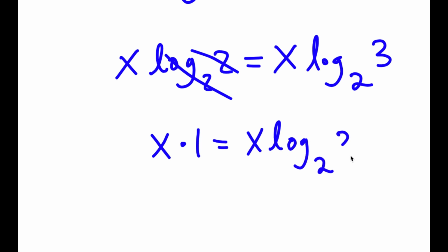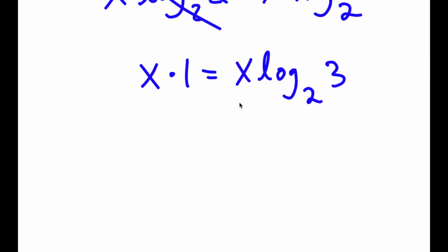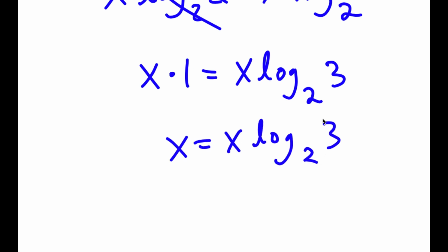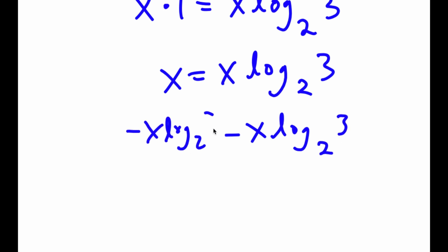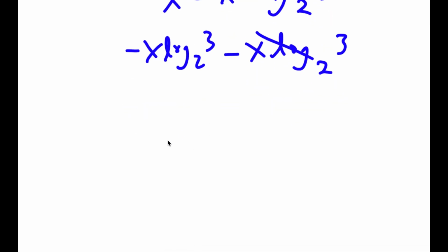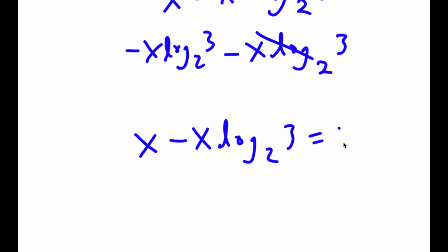times log base 2 of 3. And x times 1 is simply x, so I get x is equal to x times log base 2 of 3. Now, I'm going to subtract both sides by x log base 2 of 3. So these two cancel out. I get x minus x times log base 2 of 3 is equal to 0.